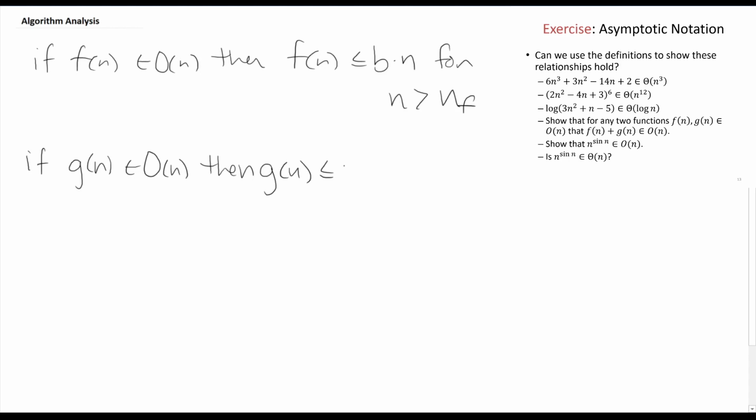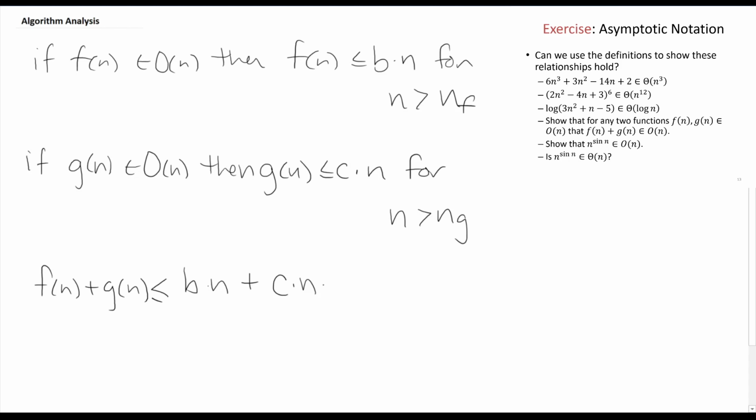and I'm going to pick a different term here. I'm going to say c times n for, and again, I'm going to call it a different value, n is greater than ng, for our new function g. So here we've got these two constants that we know are true. So let's go ahead and see, well, what is f of n plus g of n? That could be less than or equal to, now applying my rule that we have above here, f of n is less than or equal to b times n. My g of n is less than or equal to c times n.